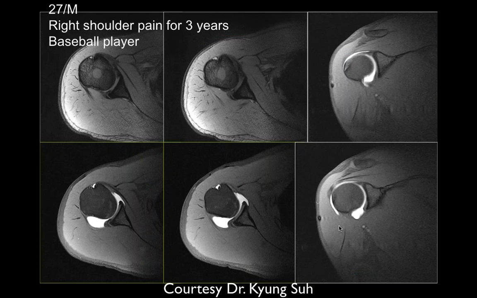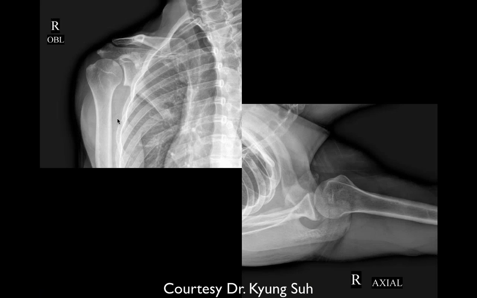So why don't we start here. Jonah, what do you think of this case? Alrighty, so here we have a 27-year-old male who is a baseball player and is complaining of shoulder pain for 3 years. We've got multiple axial images and a couple of coronals of this patient's shoulder. We're seeing some irregularity of the posterior aspect of the labrum there. We're seeing some kind of linear fluid coming down.